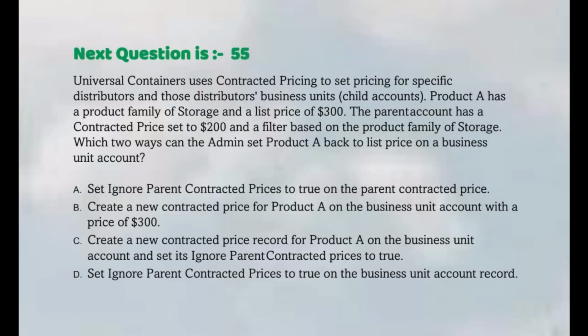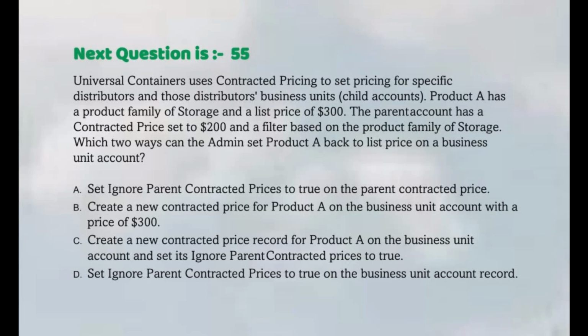Question is, Universal Containers uses contracted pricing to set pricing for specific distributors and those distributors' business units, that is child accounts. Product A has a product family of storage and a list price of $300. The parent account has a contracted price set to $200 and a filter based on the product family of storage. Which two ways can the admin set product A back to list price on a business unit account?